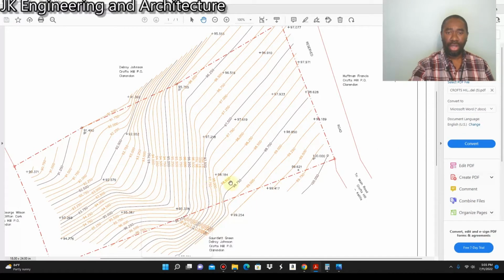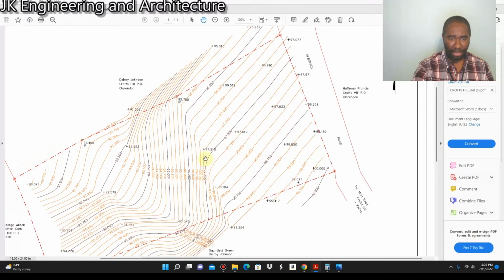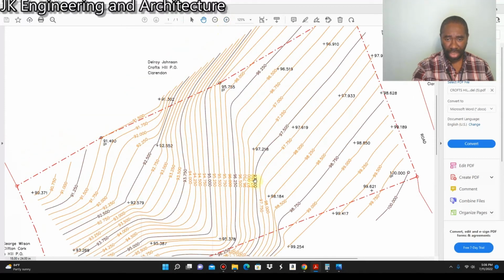Right? Another note that you should look for on your contour lines: when your contour lines are spaced further apart, that means the slope is gentle. But if you observe the contour lines here, from 97.500 through 96.250 through to 93.750, you notice these contours are very close. When the contour lines are very close, that means your slope is very steep. So when the contour lines are further apart, the slope is gentle. And when the contour lines are closely together, that means your slope is steep.